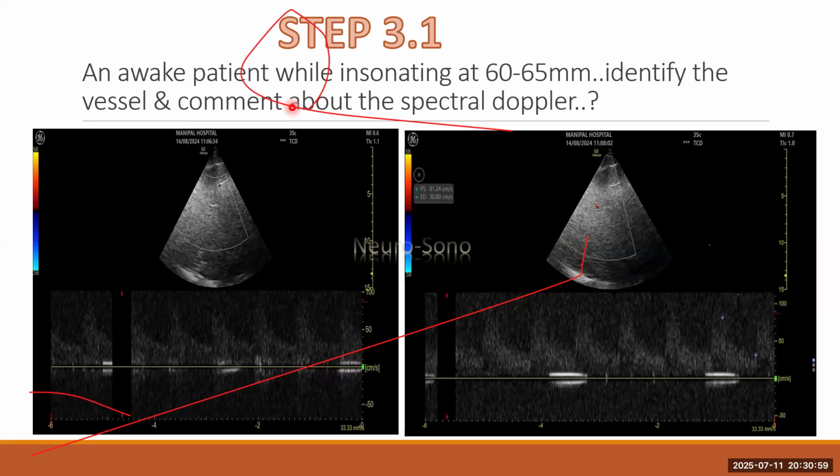So contralateral A1 segment. Why do you say it as contralateral A1?